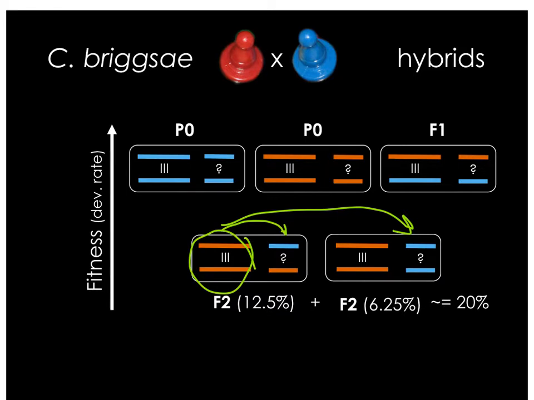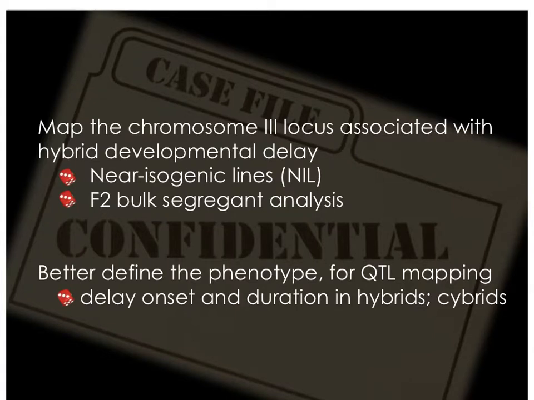So this is a complex trait. It's got at least 2 loci involved in genes coming together from 2 different parents into one offspring, causing them to be developmentally delayed. We're trying to figure out what is that gene. And we're attempting this in a couple of different ways. We've been using near-isogenic lines of briggsae to try to map this chromosome 3 locus to identify the gene that's on chromosome 3 that causes developmental delay, and also doing some bulk segregant analysis.